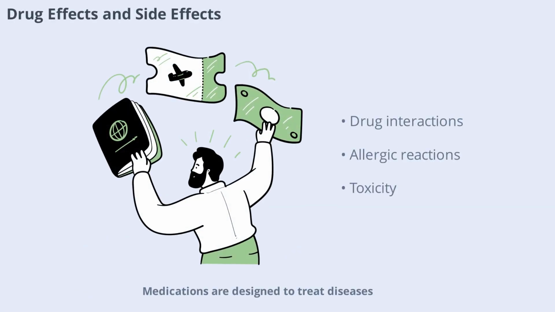Medications are designed to treat diseases, but they can also cause unintended side effects. Pathophysiological processes include drug interactions, allergic reactions, and toxicity. Understanding how drugs affect the body helps in choosing the right medication, monitoring for adverse effects, and adjusting treatment as needed. This knowledge is essential for safe and effective healthcare.